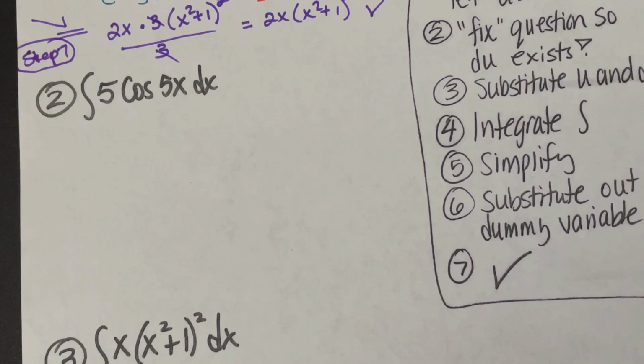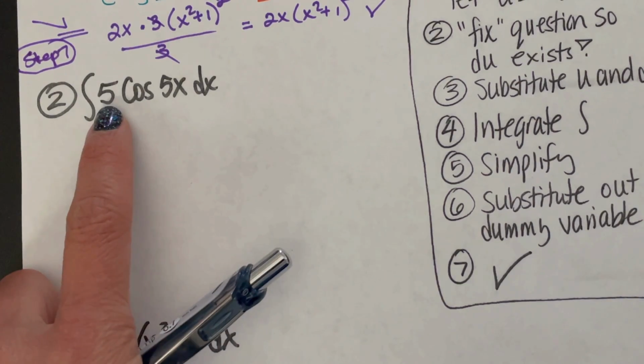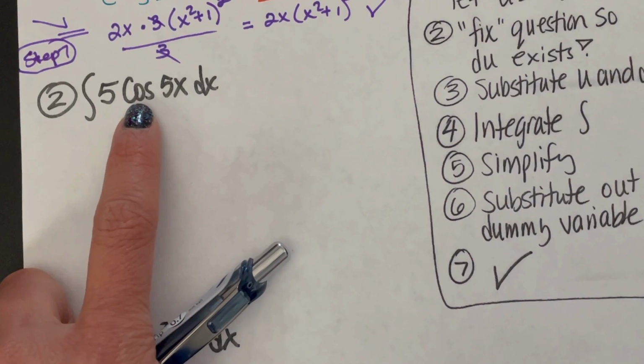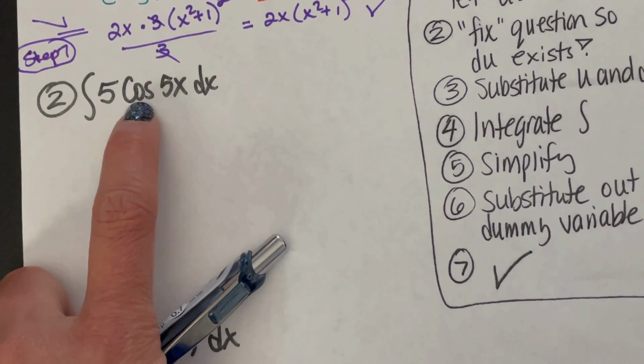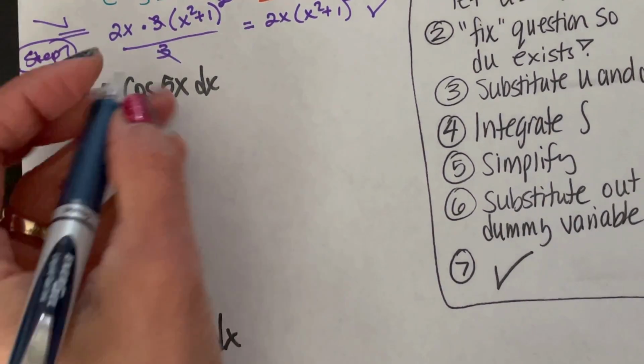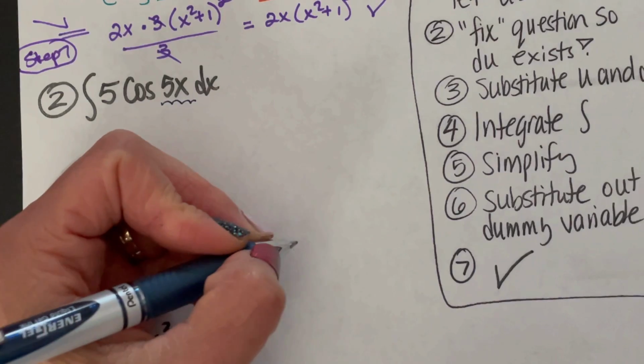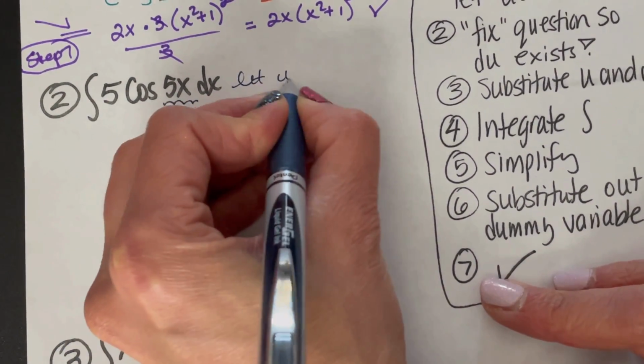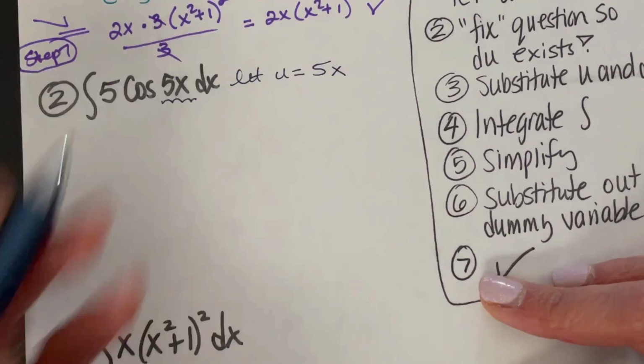So yeah, it's a trig problem, but we still have to look for what is being plugged in. The 5 is not it, because it's a constant in front of the cosine. The cosine isn't it, because it's not being plugged into anything, but that 5x is being plugged into the cosine. So let's let u equal the 5x.